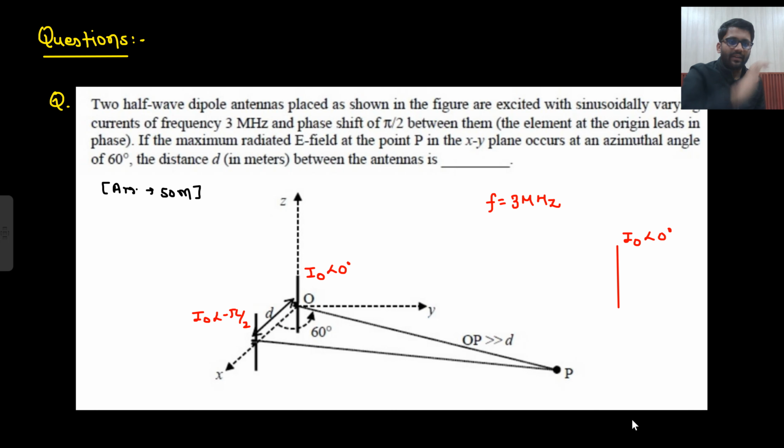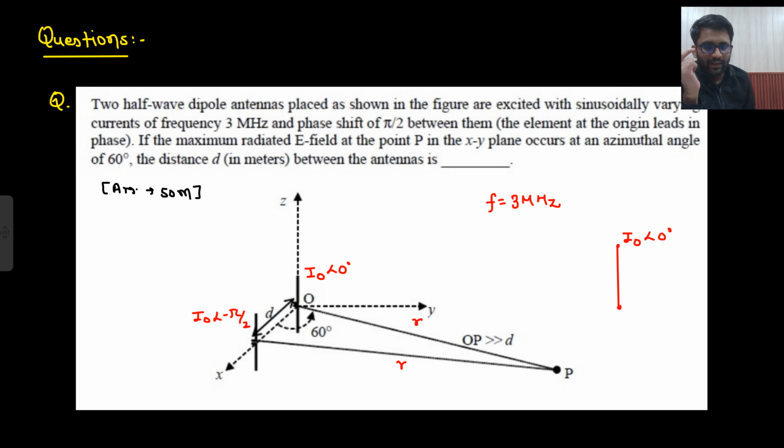And at a distance r, this is the OP distance which I can call r only. This will also be nearly equal to r only, because this is far away. OP is very much greater than d. So this point P is very far away. For this antenna I have assumed, with I naught current, what will I write down? I naught dl sin theta upon 4 pi r. Now what will be that theta? That theta is the angle between the arm of the antenna and r cap.